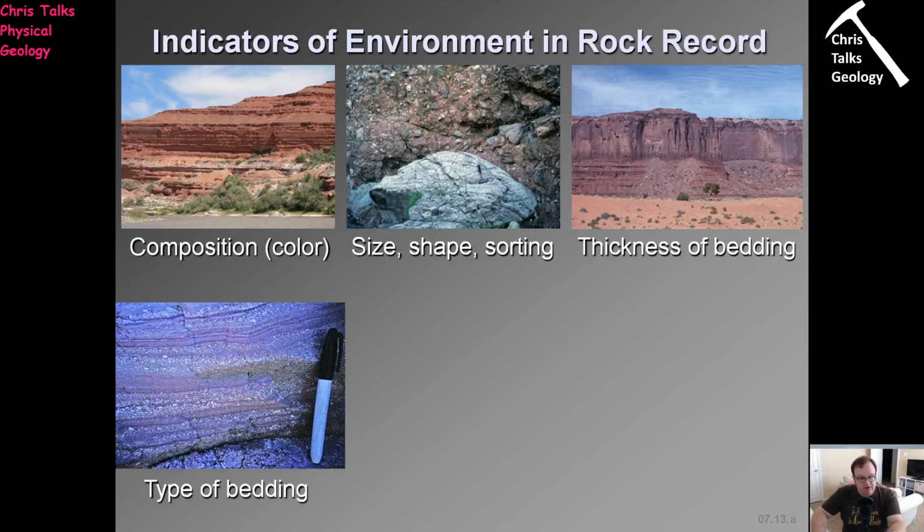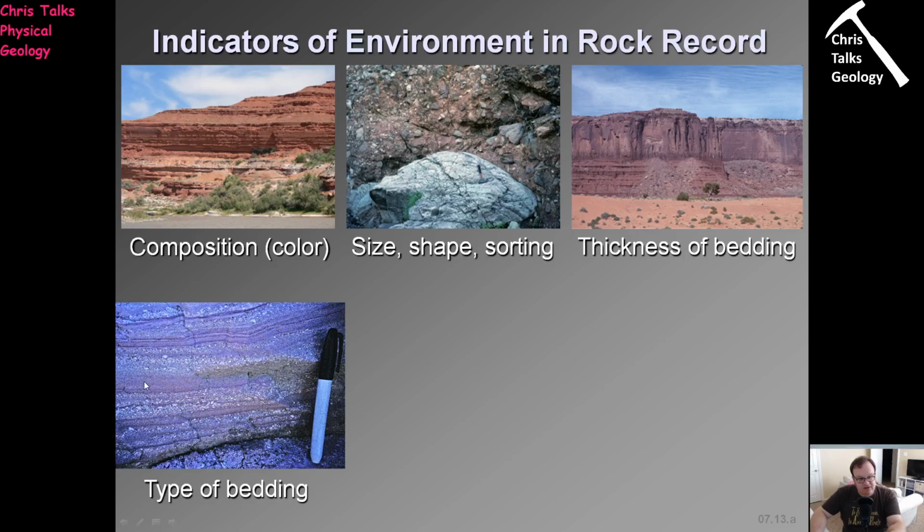Now, then we'll look at the type of bedding. At the moment, we're not going to worry about the type of bedding too much. That's something that's going to come in following lectures. But it's worth pointing out that there are typically a couple of different types of bedding. So sometimes there are beds, and you can see a bed here, where we have a nice, sharp gradation between this bed here and this bed here. That's referred to as a sharp contact.